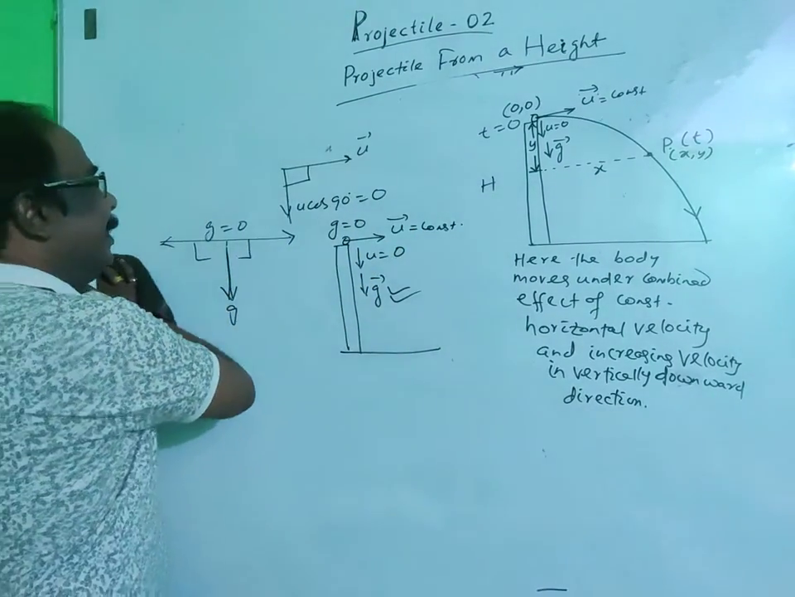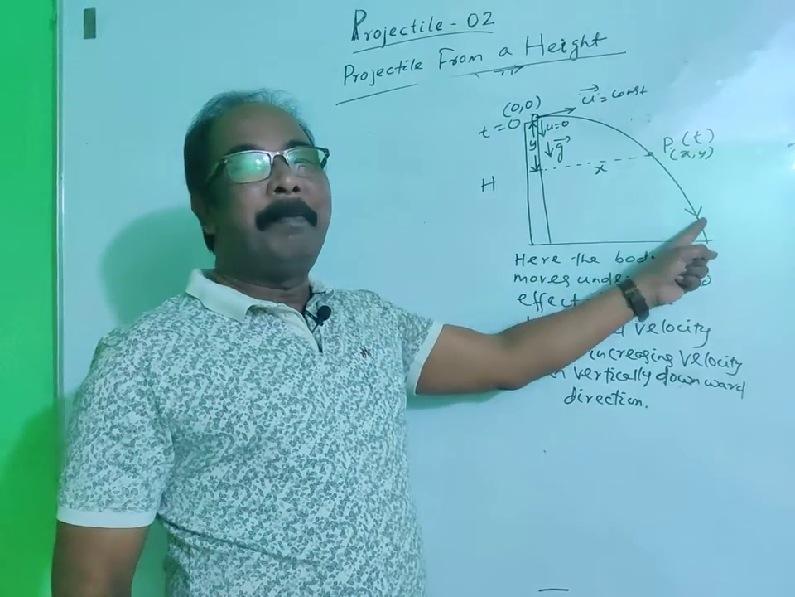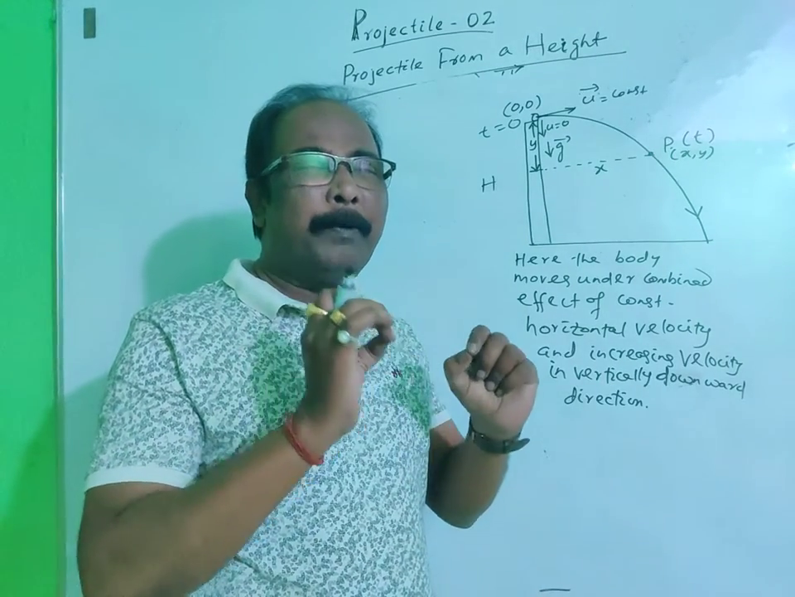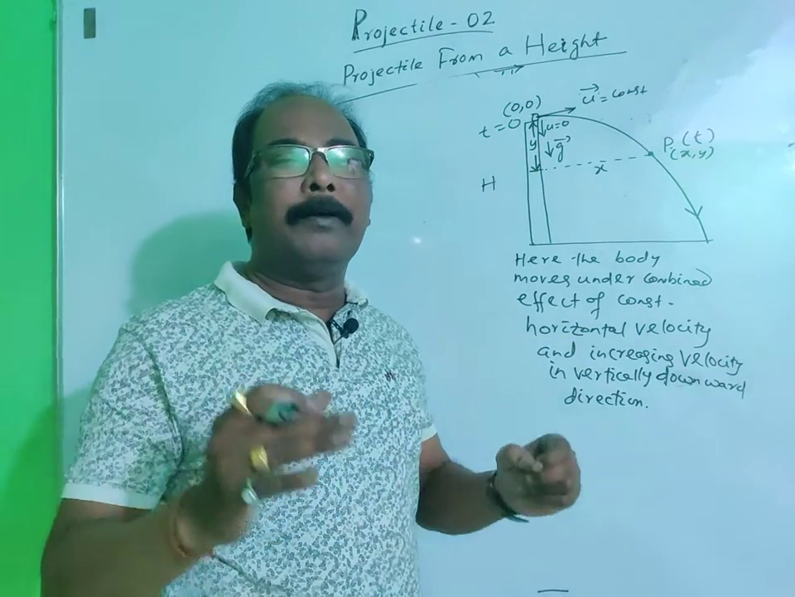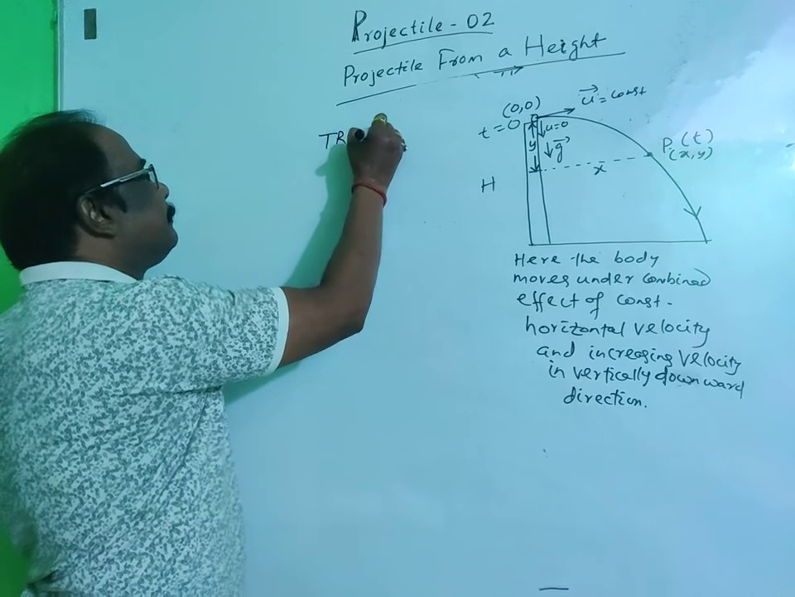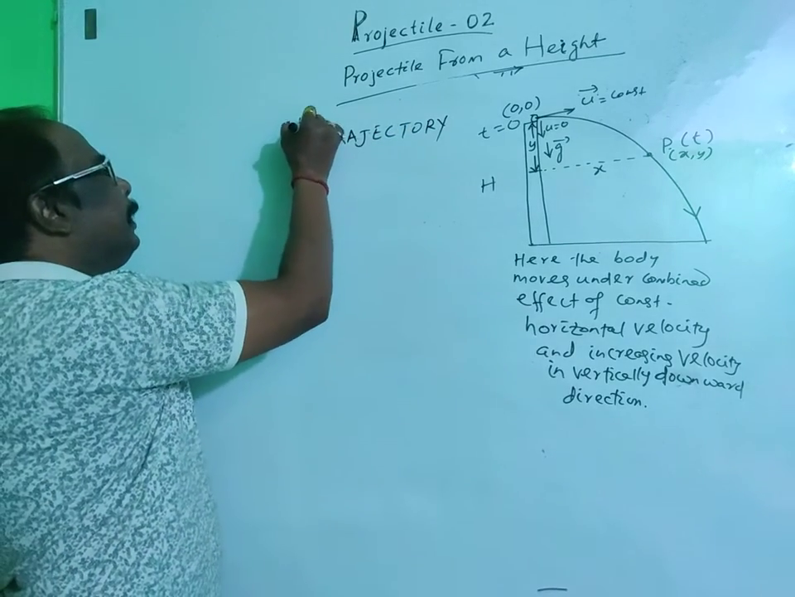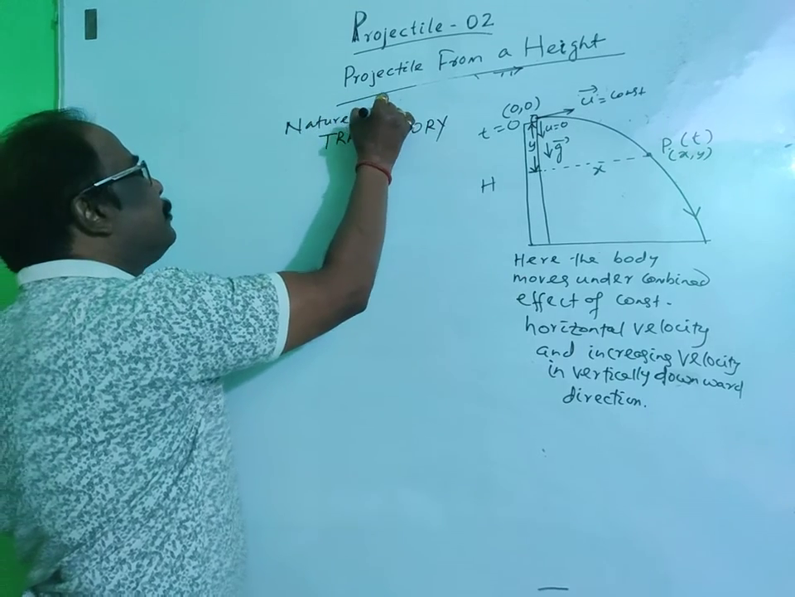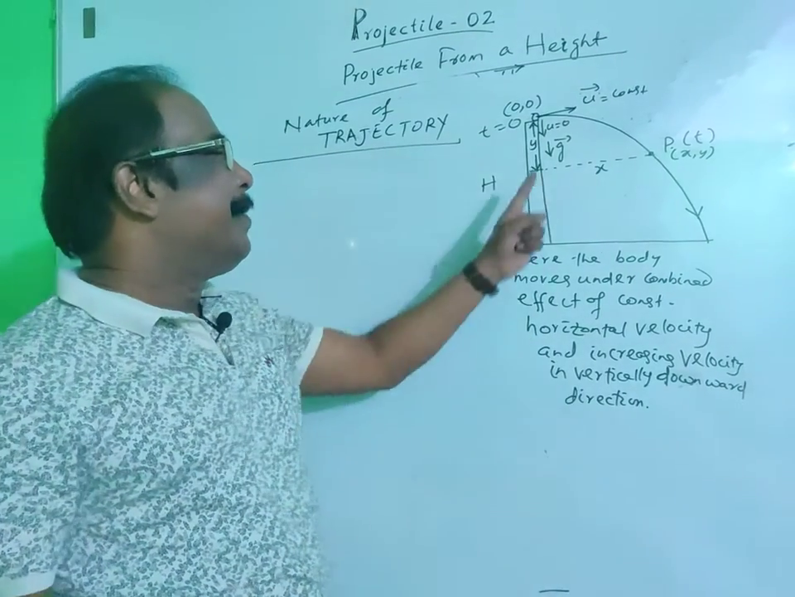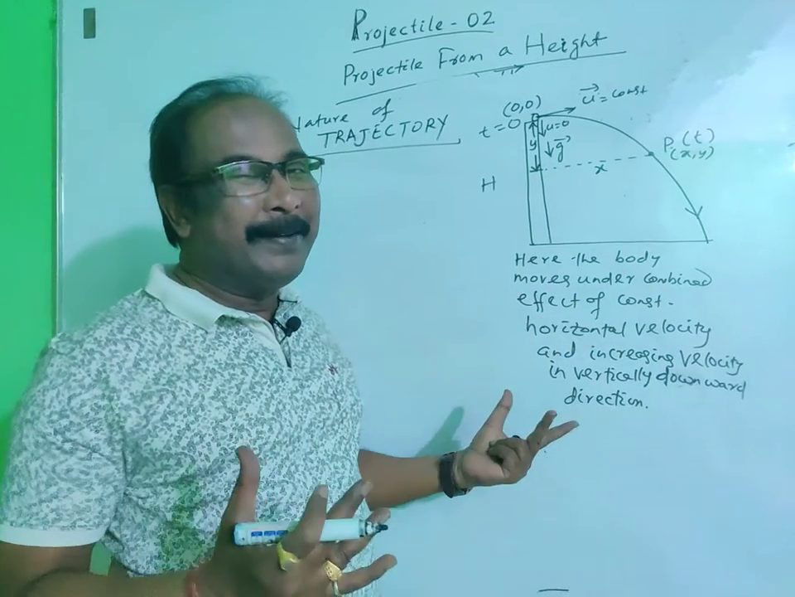Now I am reading this part. This is the path followed by the projectile, and as we discussed in the previous lecture, the path followed by a projectile is called the trajectory. We are going to find the nature of the trajectory in this case. Nature of trajectory means what name we can give to this curved path.